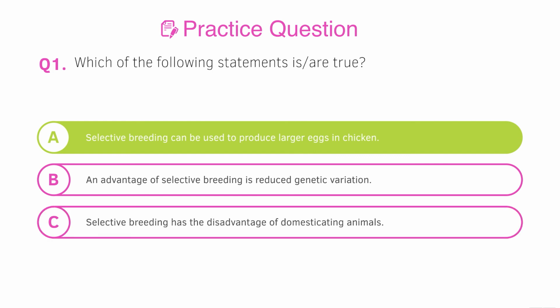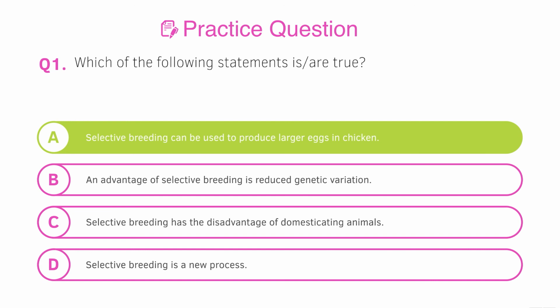C, selective breeding has the disadvantage of domesticating animals. False, because this is an advantage. And D, selective breeding is a new process. No, perhaps the definition of it might be a newer term, but actually it's been around for thousands, millions of years, more than that, because farmers would have noticed which crops or animals were more likely to survive through attacks of disease or cold weather, and would have bred those together, and therefore, maybe intentionally, maybe unintentionally, undergone the process of selective breeding.